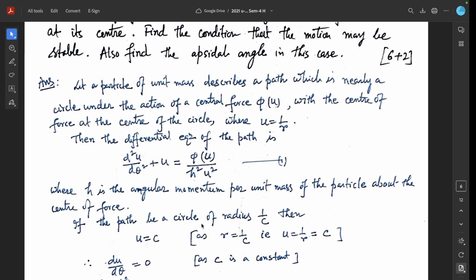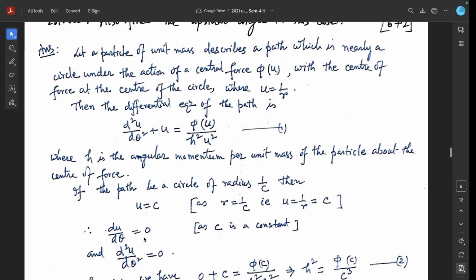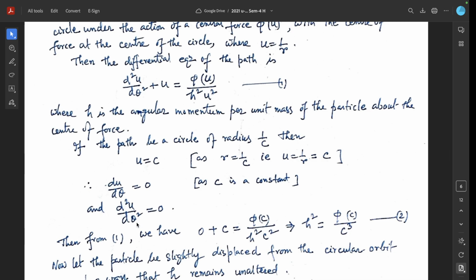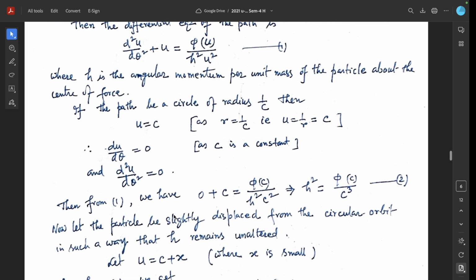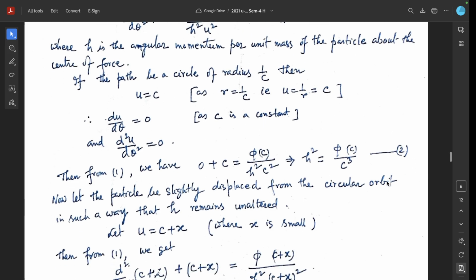If the path is a circle of radius 1 by c, r equals 1 by c, that is u equals 1 by r equals c. Therefore du/dθ equals 0 because c is constant, and d²u/dθ² is also 0. From 1, we have 0 plus c equals phi(c) by h²c². So h² equals phi(c) by c³, equation 2.